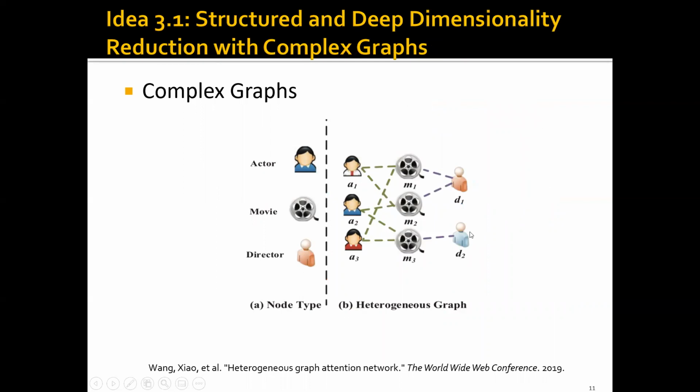For example, in the movie domain, we have actors, we have movies, and we have directors, right? And all these different nodes can be connected to each other. So basically, this is a very, very complex graph. We call it a heterogeneous graph, where we have different types of nodes, and corresponding to these different kinds of nodes, we also have different kinds of edges. And one problem is how to perform dimensionality reduction in the presence of these kinds of heterogeneous graphs.